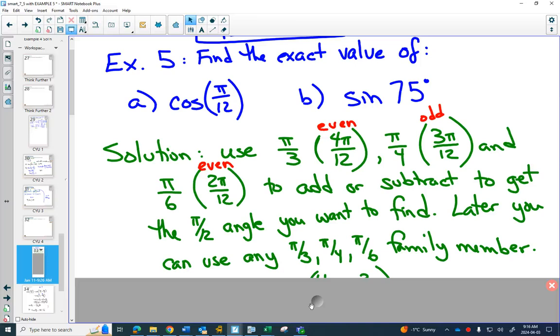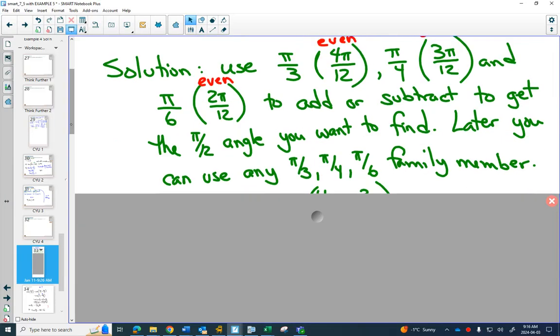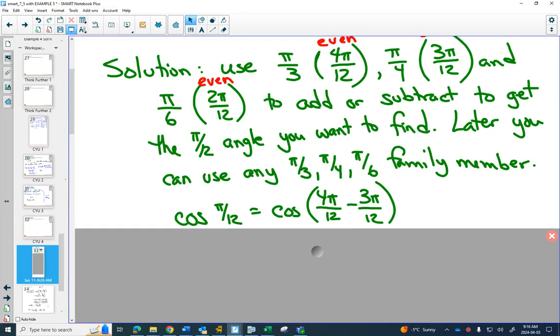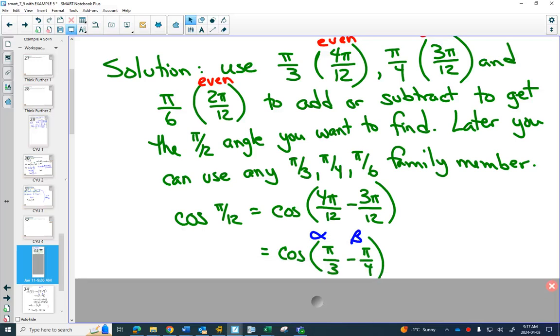So for cos of pi over 12, the first thing I'd do is pick 2 of them. So I'd say, pi over 3, which is 4 pi over 12, minus pi over 4, which is 3 pi over 12. That would subtract to give me cos of 1 pi over 12. And then I would reduce these back into values from my pi plate. This is just cos of pi over 3 minus pi over 4. So pi over 3 becomes my alpha, and pi over 4 becomes my beta.